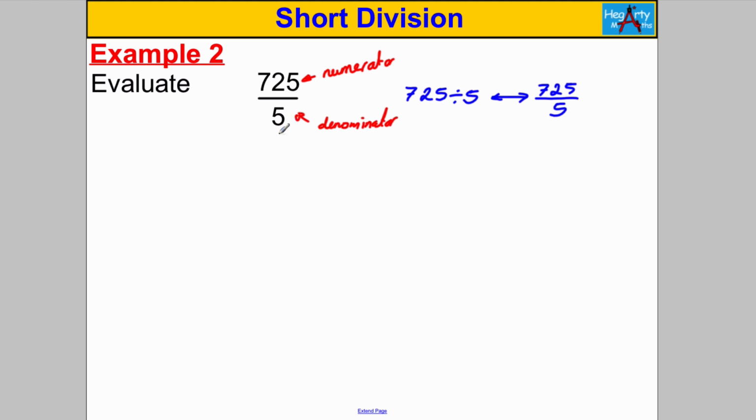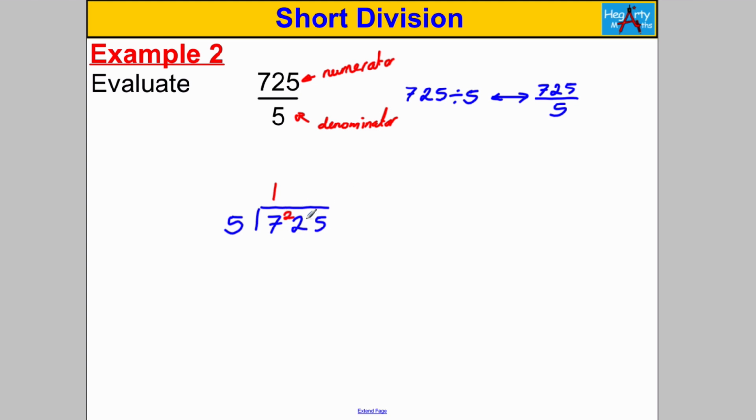But this means we are taking 725 and we are dividing it, so we do this sort of bus stop sign, they say, by 5. We ask ourselves, how many times does 5 go into 7? Well, it goes in 1 time, because 1 times 5 is 5, but we have 2 left over, 2 remainder. So we put that 2, those 200s, into this column here. And that's now a 22.